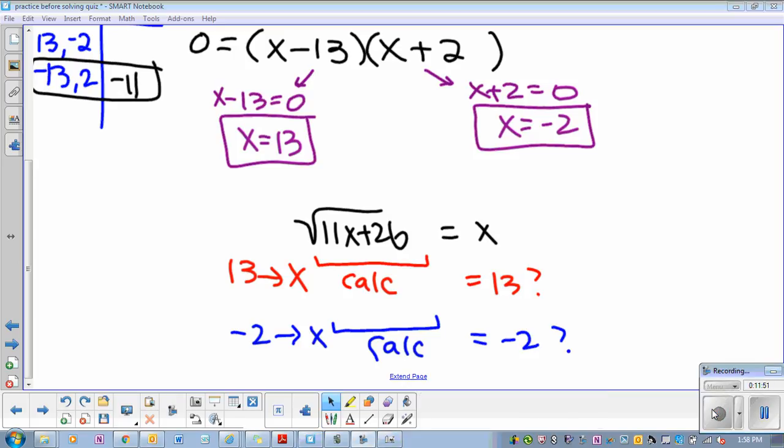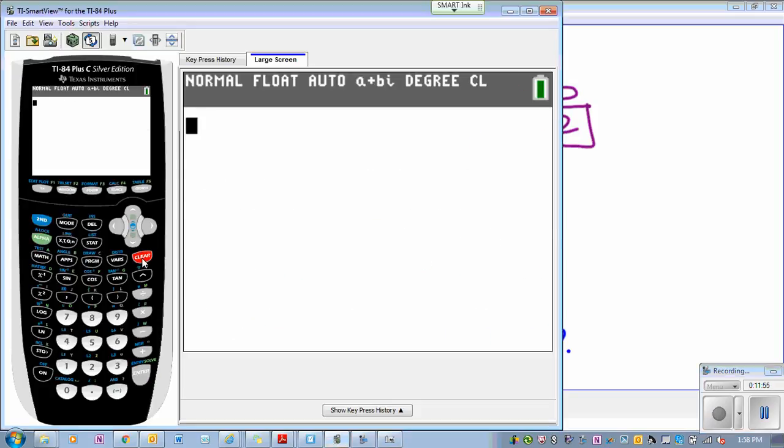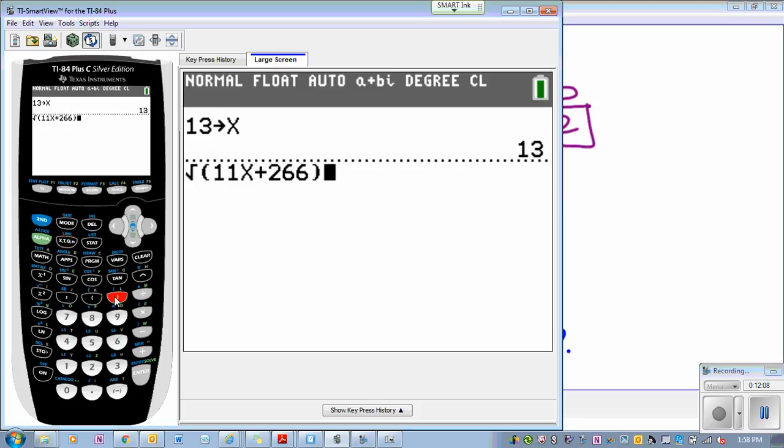13 stored for x? 13 works? So let's see, 13 store for x. Okay, hit enter. And then let's see, square root 11x plus 26. Let's see if that equals 13. Yeah? 13 works. Does negative 2 work? And somebody was supposed to confirm this.